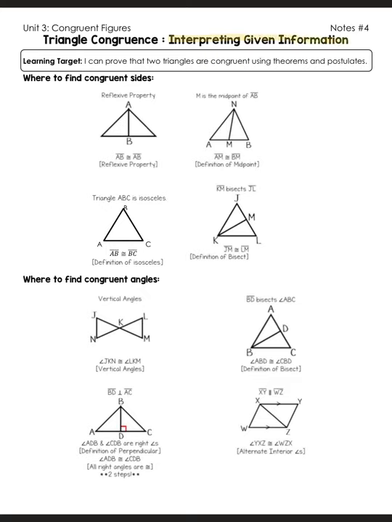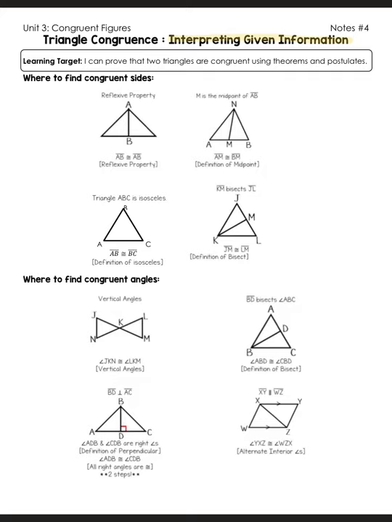So last time, when we looked at trying to decide which congruence postulate or theorem proved our triangles congruent, we were given two triangles in a picture that had congruent sides and angles marked on them. This time we still get a diagram, but instead of having congruent angles and sides marked on it, we just have some information that we're given.